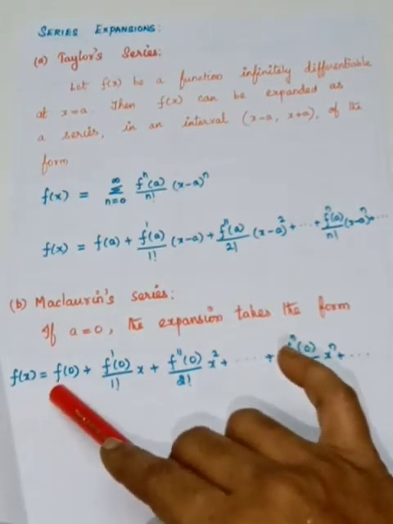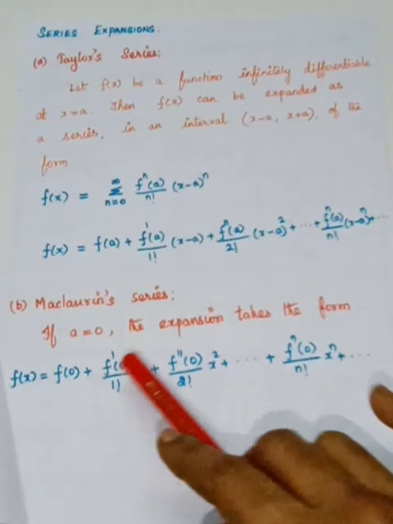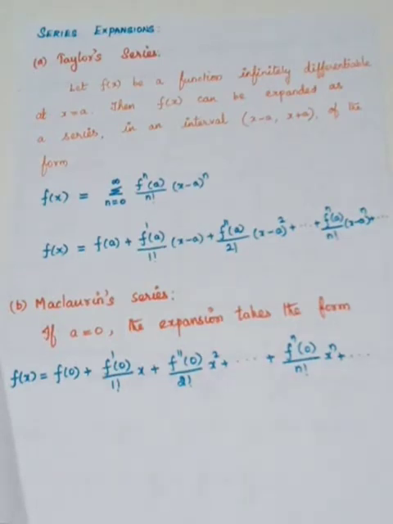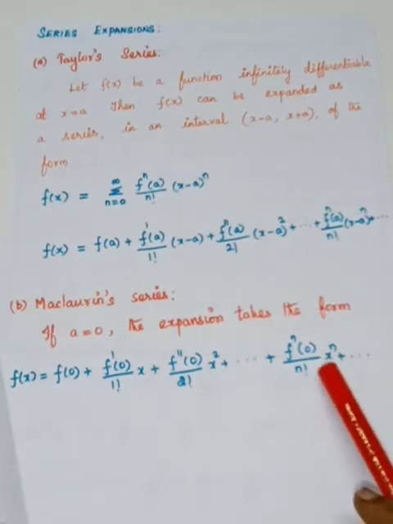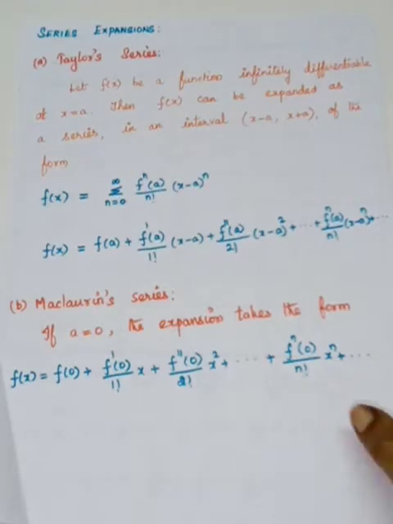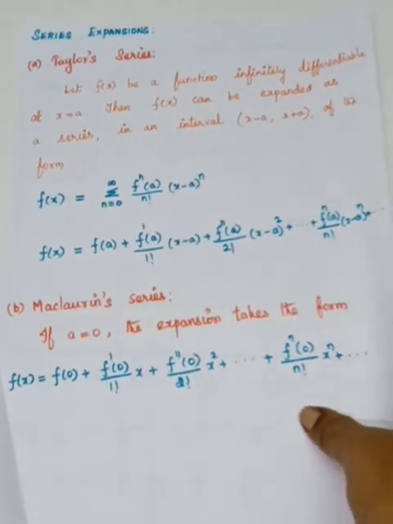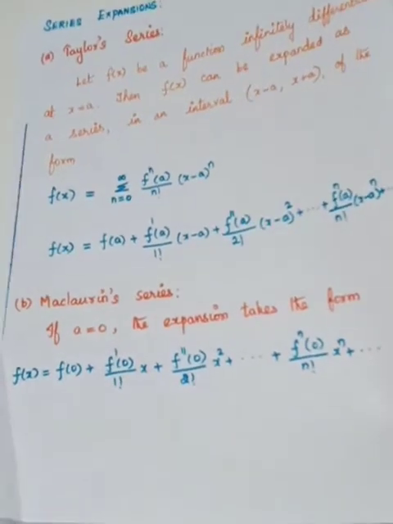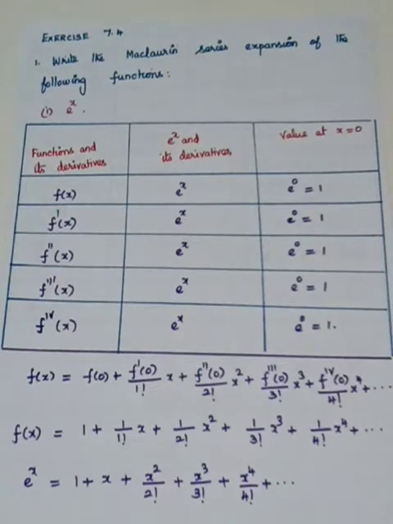So f of x is equal to f of 0 plus f dash of 0 by 1 factorial into x, plus f double dash of 0 by 2 factorial into x square, plus etc., plus f nth derivative of 0 by n factorial into x power n, plus etc. So using these series expansions, we are going to do the exercise 7.4.